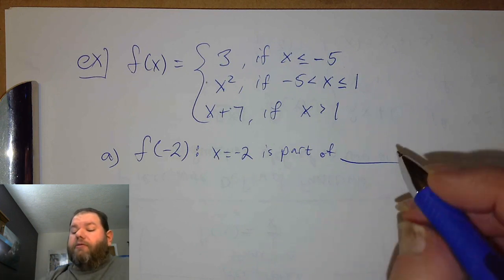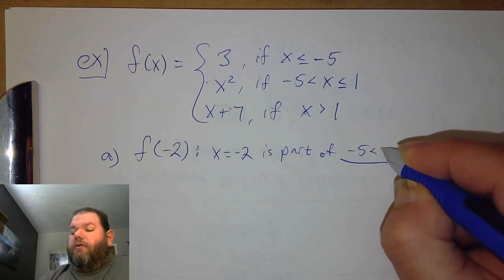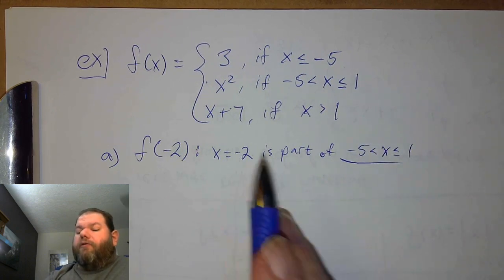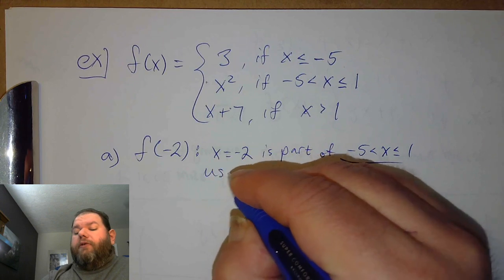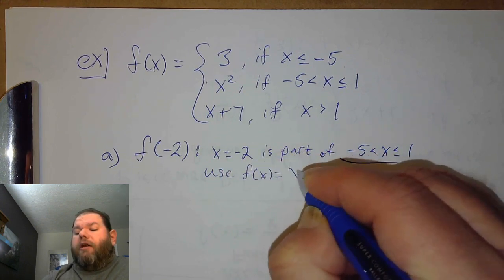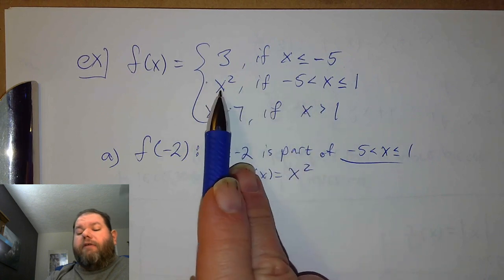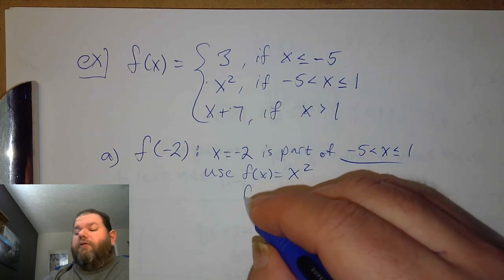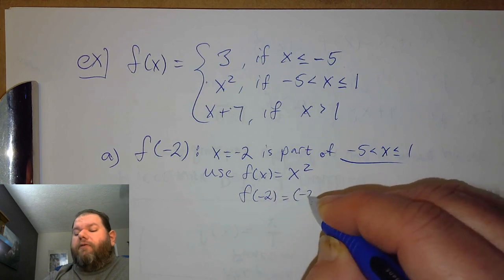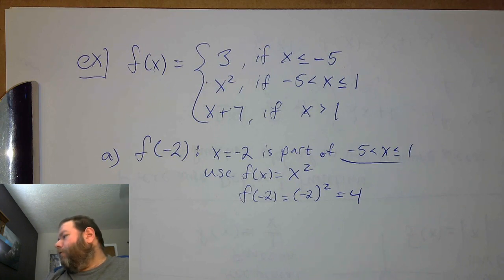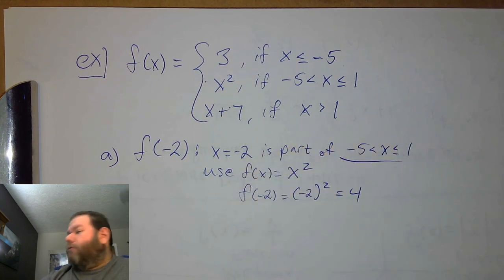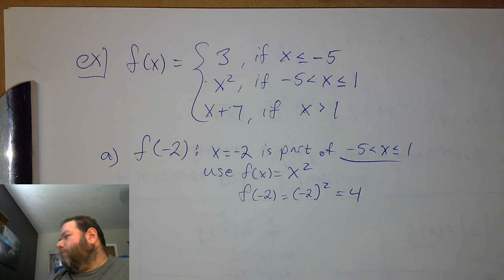The second one, yeah. This negative 2 falls in between negative 5 less than x less than or equal to 1. So we use f of x equal x squared, since that's the definition that goes with that domain. And so f of negative 2, in this case, is negative 2 squared, which will give us a value of 4. Does that make sense so far?